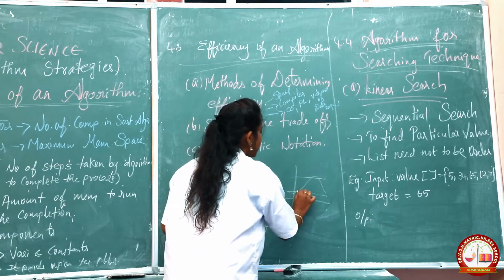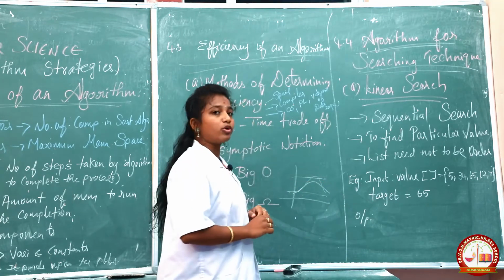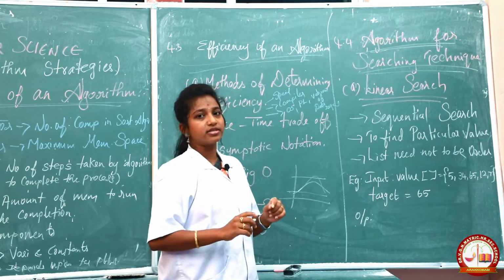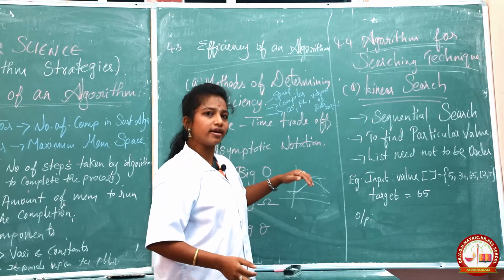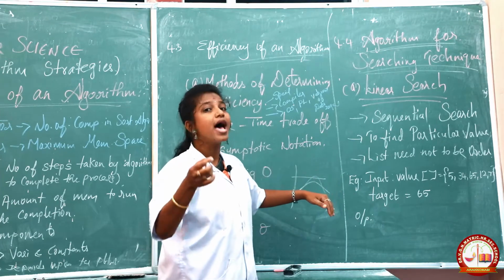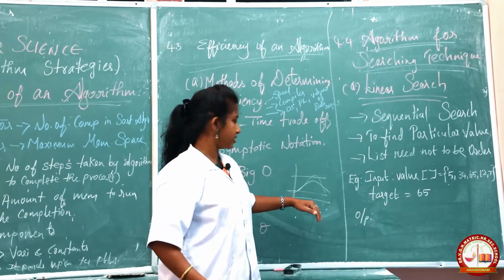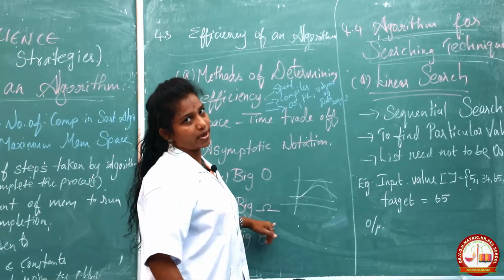So if our algorithm stays within the limit, what will happen? It will give a better result within a fraction of time. It will take some time and complete the process as soon as possible. So that is big omega.